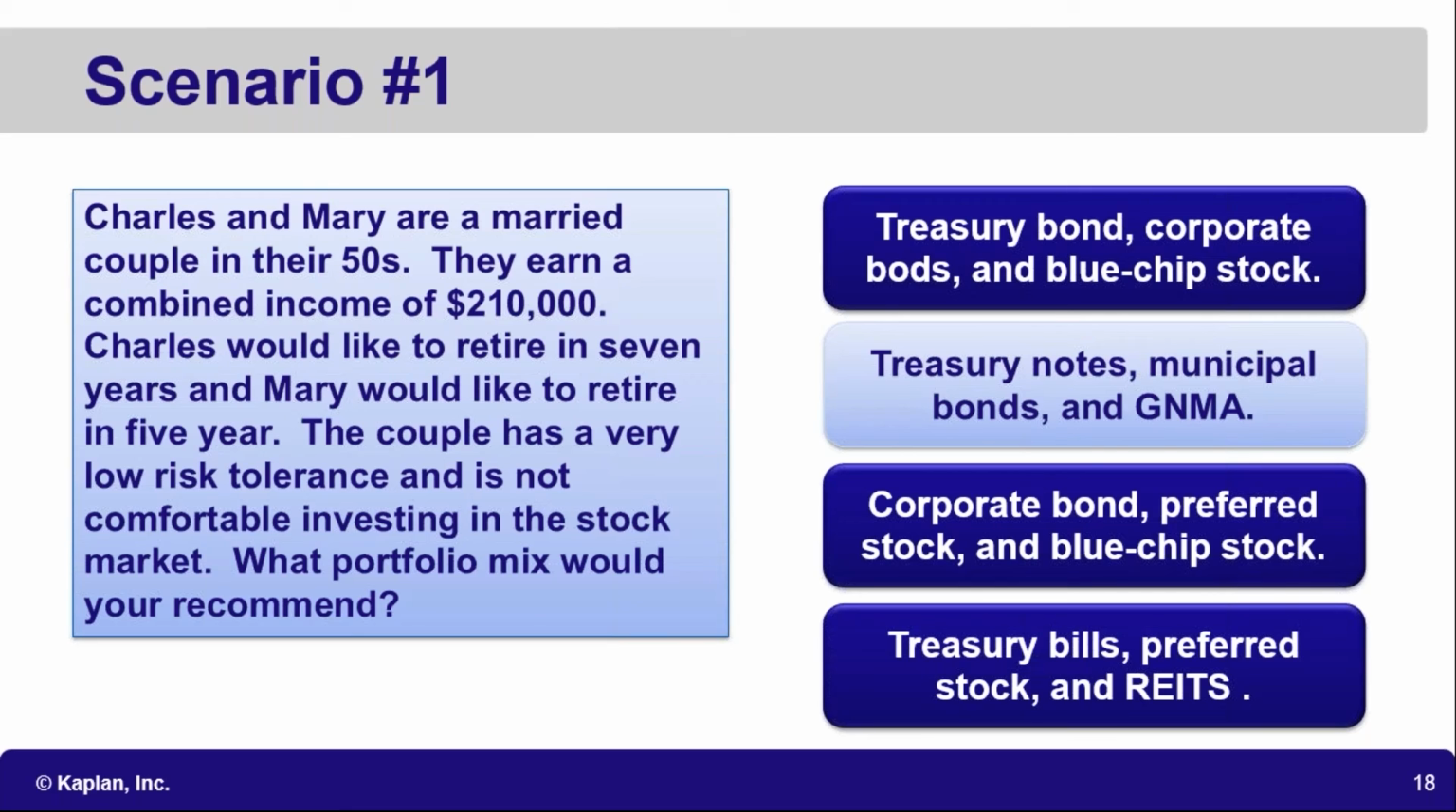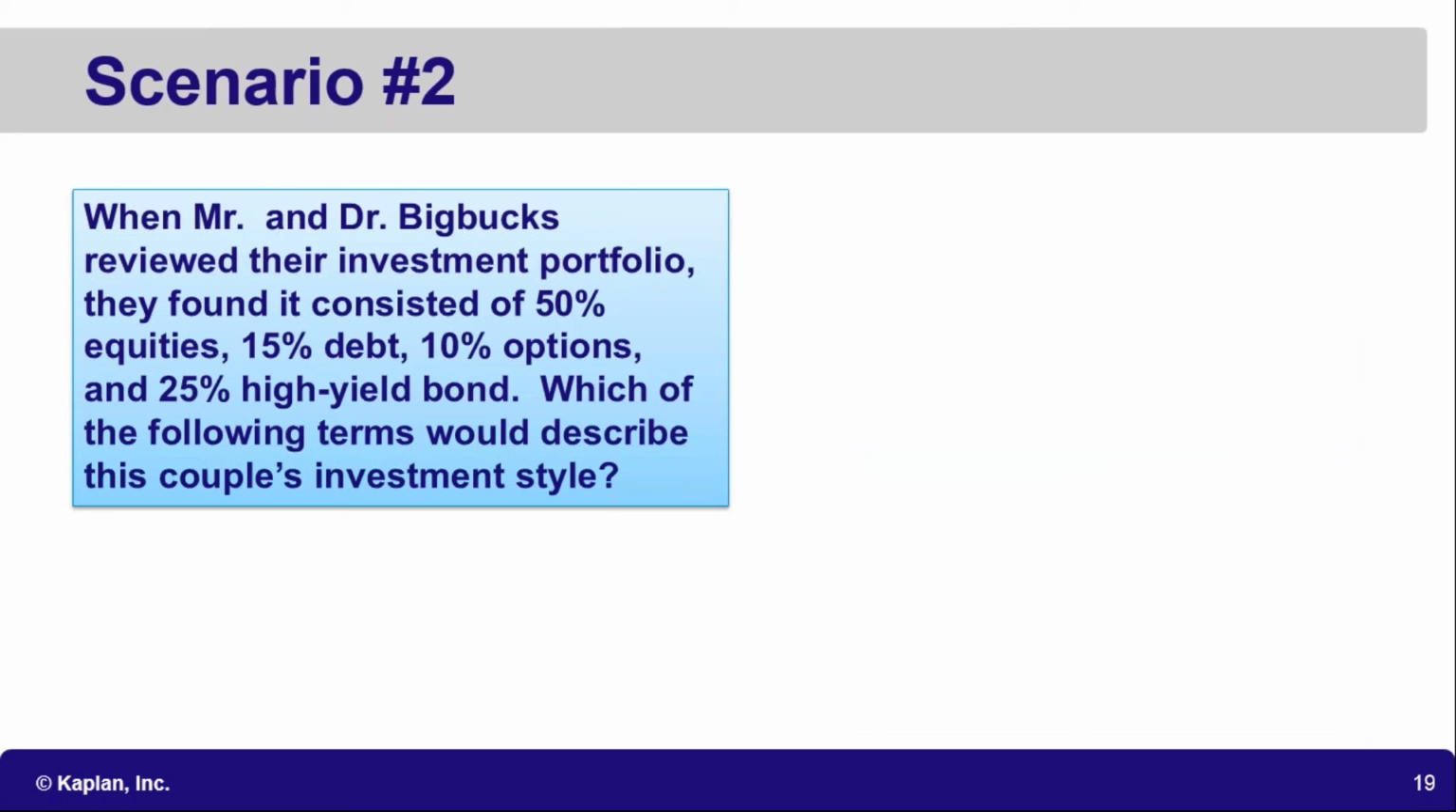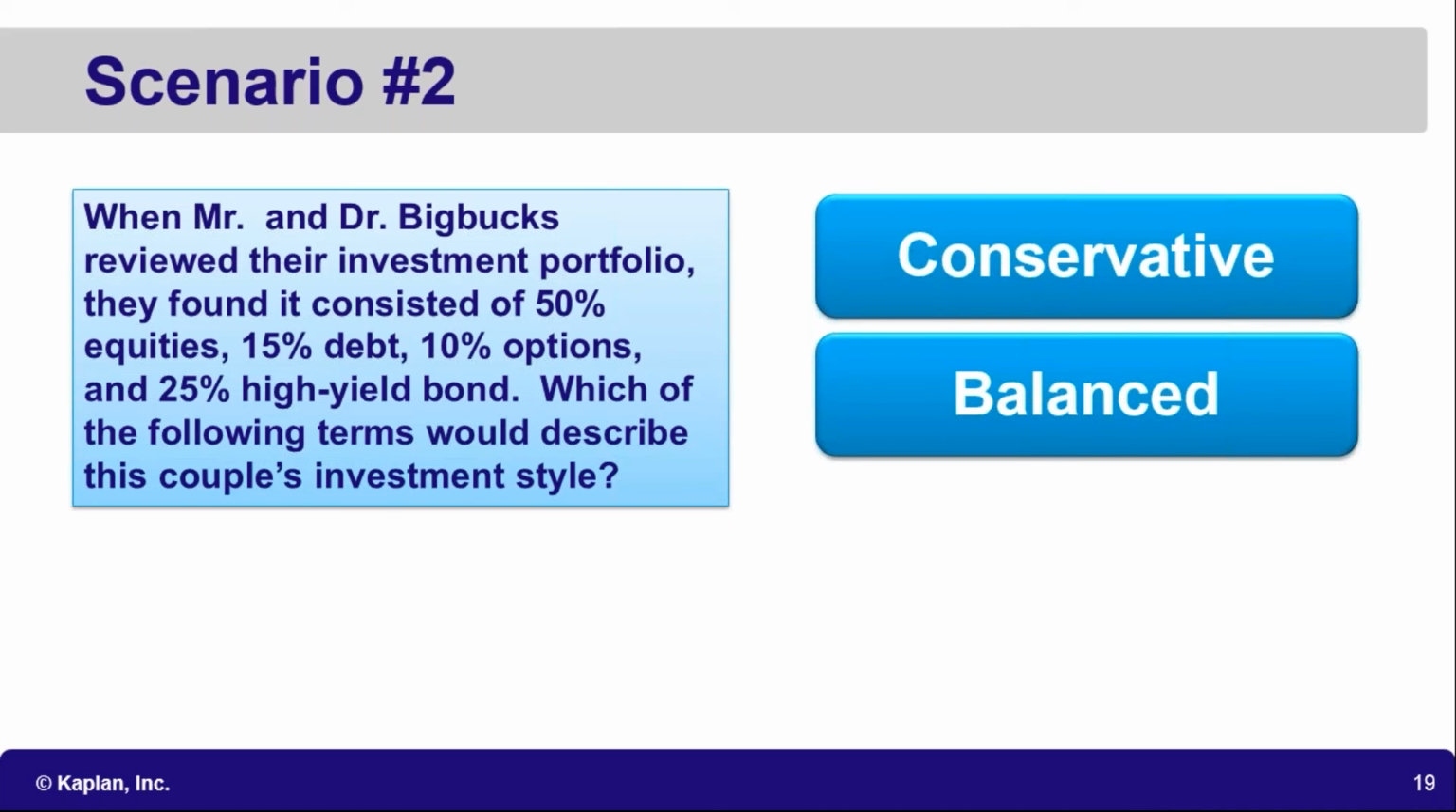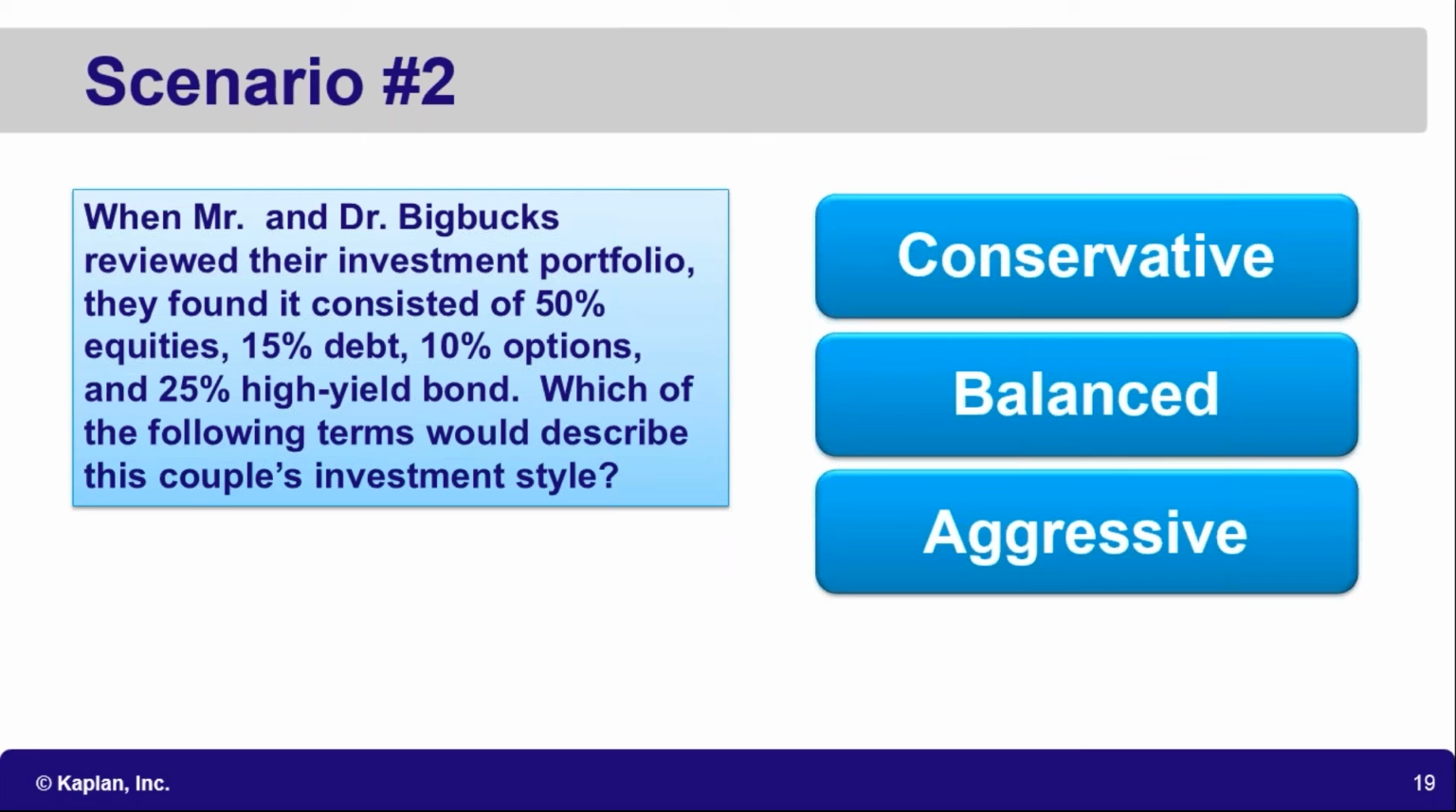Scenario 2 is Mr. and Dr. Big Bucks reviewed their investment portfolio. They found they consisted of 50% in equities, 15% in debt, 10% in options, 25% in high yield bonds. That's the low rated bonds that have a lot of default risk. So which of the following terms would describe this person's investment style? It's really more like how they want their money invested.